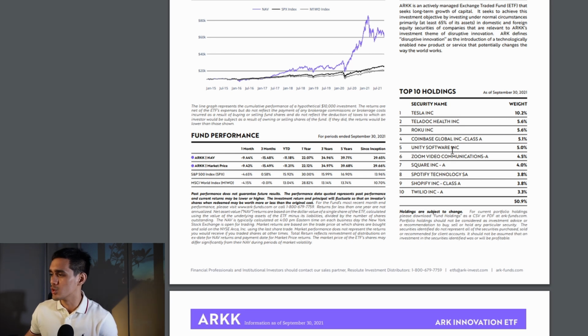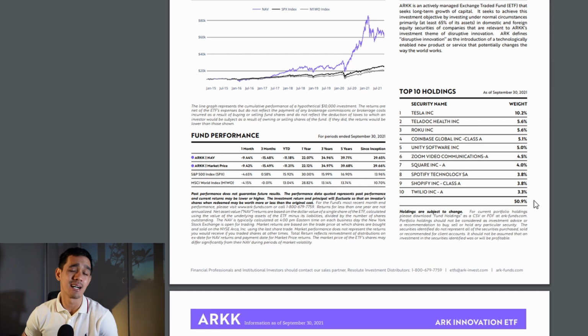Another thing that you want to take a look at is the weightage. So they have a 10.2% allocation to Tesla, which is very high for an ETF, but that is what made ARK famous anyway. Cathie Wood was super confident in Tesla and it paid off. And the top 10 holdings represents 51% of the portfolio.